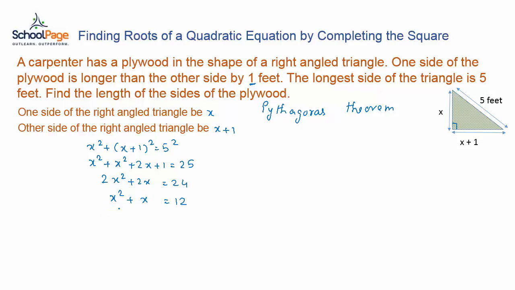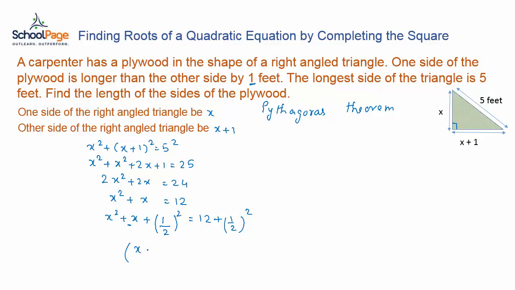Now let us solve this quadratic equation by completing the square. So our aim is to make the left side of the equation a perfect square. For that we have to add a term. The term is got by looking at the coefficient of x. Coefficient of x is 1. So we have to take half the coefficient of x and square it. This term 1 by 2 the whole square has to be added on both the sides of the equation.